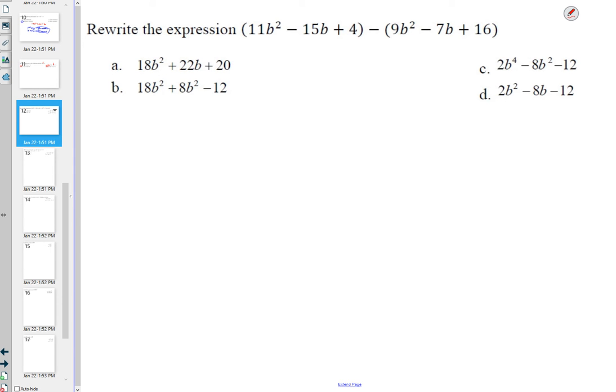Maurice, what do you want to do first here? What's the first step? Good. What am I going to distribute to the first parentheses?